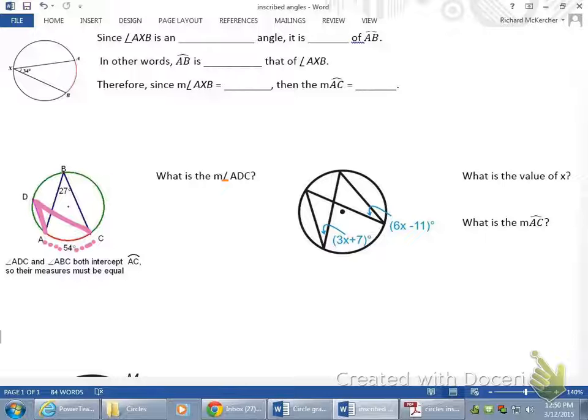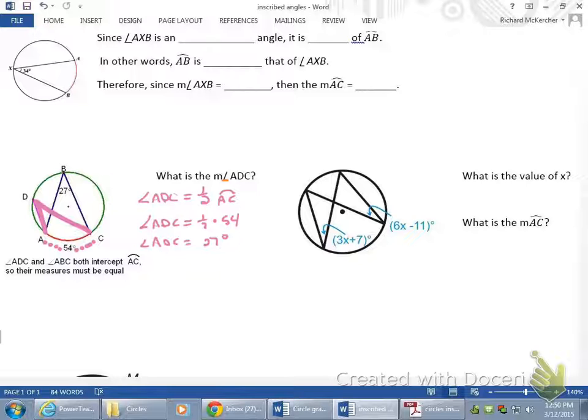All right, looking at this second example here, we're trying to find the measure of angle ADC. I highlighted ADC, and I can see that ADC is an inscribed angle that has the arc AC. Well, since arc AC is 54, I know that ADC has to be half of that 54. I just wrote this algebraically instead. So it's very easy to see that the angle has to be 27.